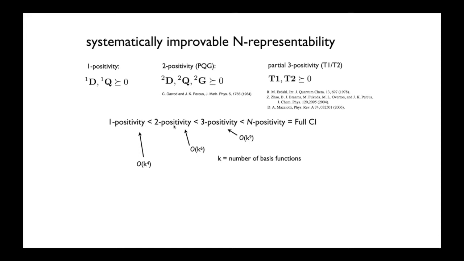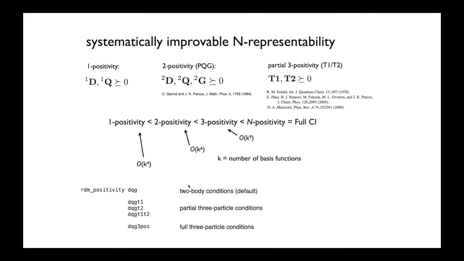So we'll usually stop at either the 2-particle level or the 3-particle level, where your calculations will have a formal scaling that's with the 6th power or 9th power of the number of active basis functions. So if this is an active space calculation, K is the number of active orbitals in your active space. In Q-Chem, you can control which positivity conditions you apply through this RDM positivity keyword. The two-body conditions are the default. You can impose various sets of partial 3-particle conditions. I'll describe in a little bit what T1 and T2 mean. Or you could impose full 3-particle conditions. So all of this is available, I believe, in Q-Chem 5.4.